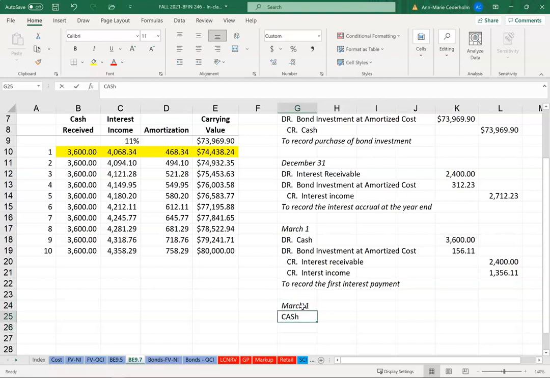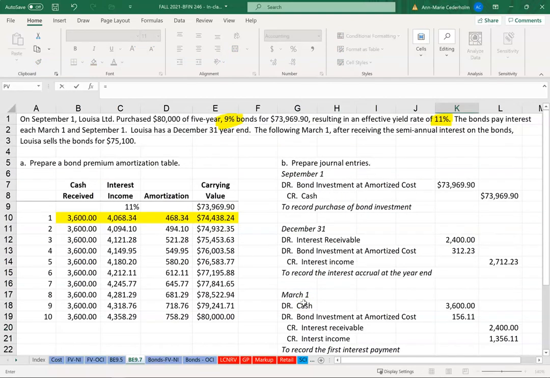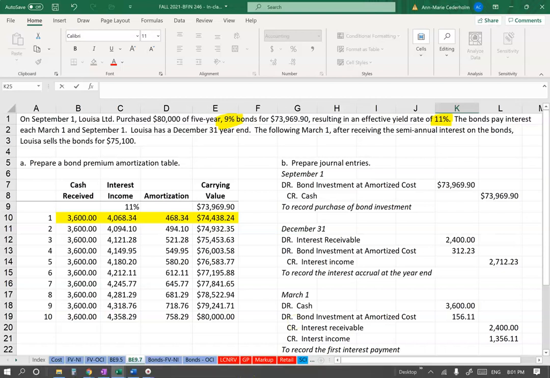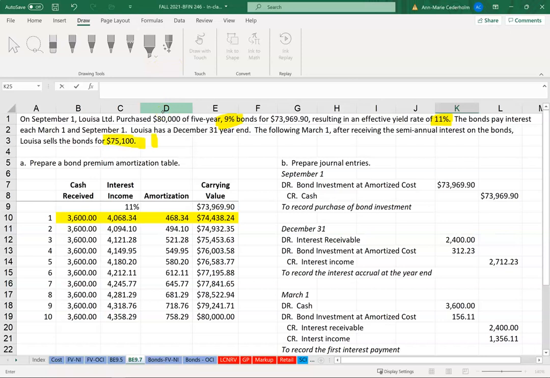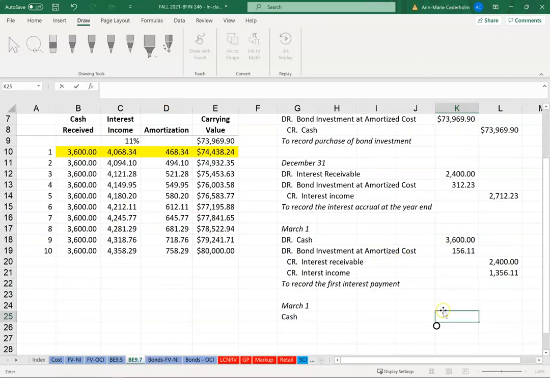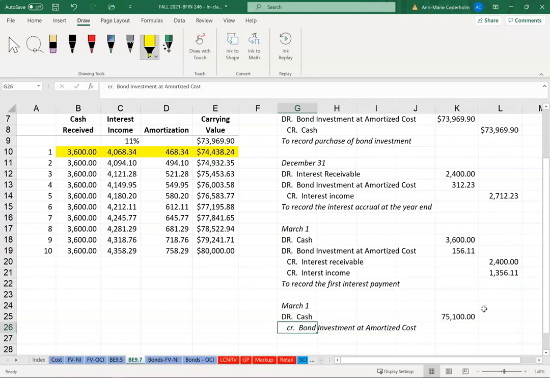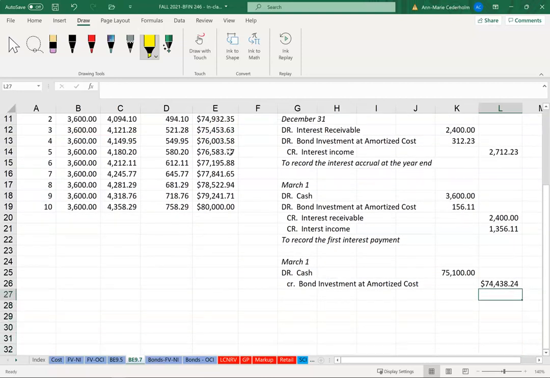We're going to record cash. So that's the market rate. And that was given to us, $75,100. And it's right here. And now I'm going to derecognize my bond. So I'll do credit bond investment at amortized cost. And that's sitting on my books at 74,438.24.